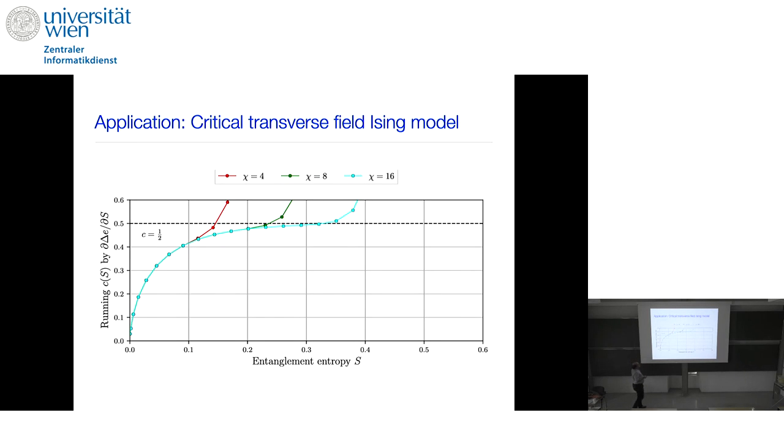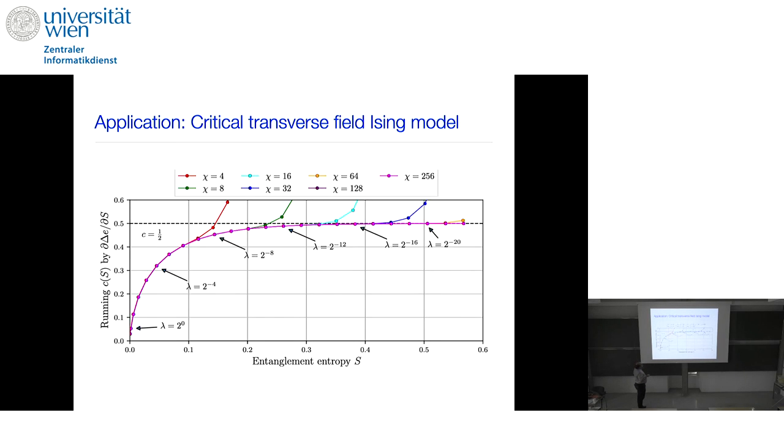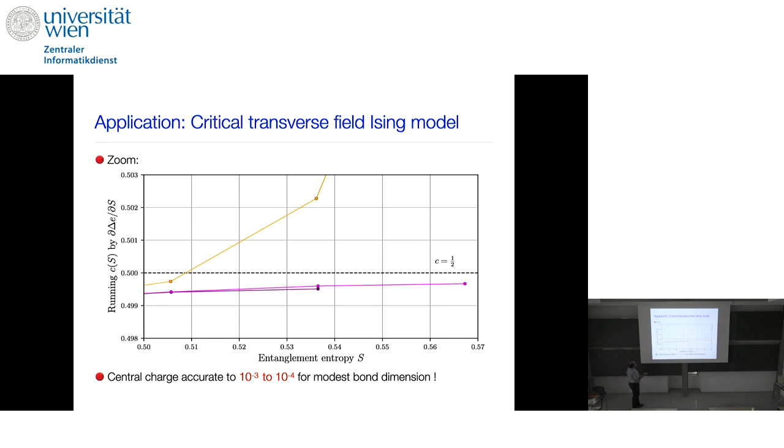As you can imagine, if you double chi again and again, then you get a curve which gets closer and closer to this curve, 1/2. Here you see also an indication of what the values of lambda are which correspond to these different points. If you zoom in, I think this was bond dimension 256, you already see that at the last point we get a precision close to the fourth digit, which I think is quite a bit better than what was obtained in finite entanglement scaling.